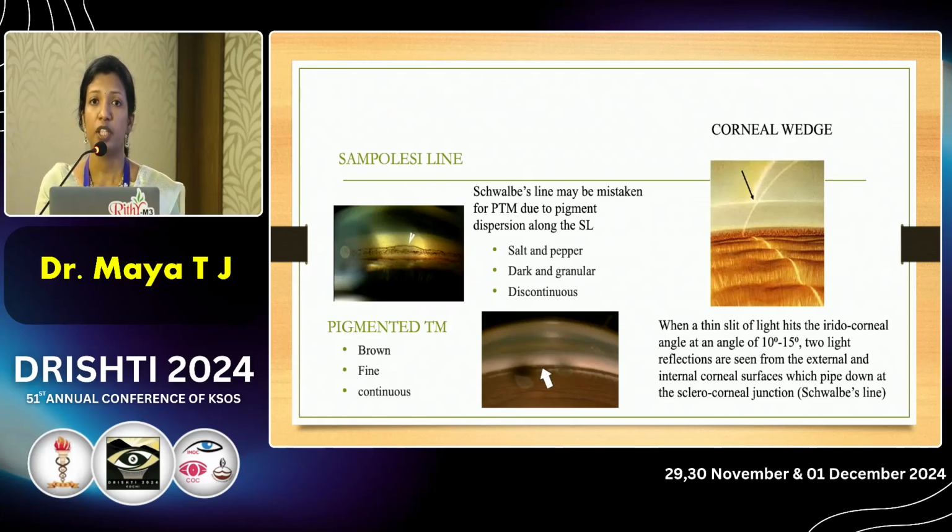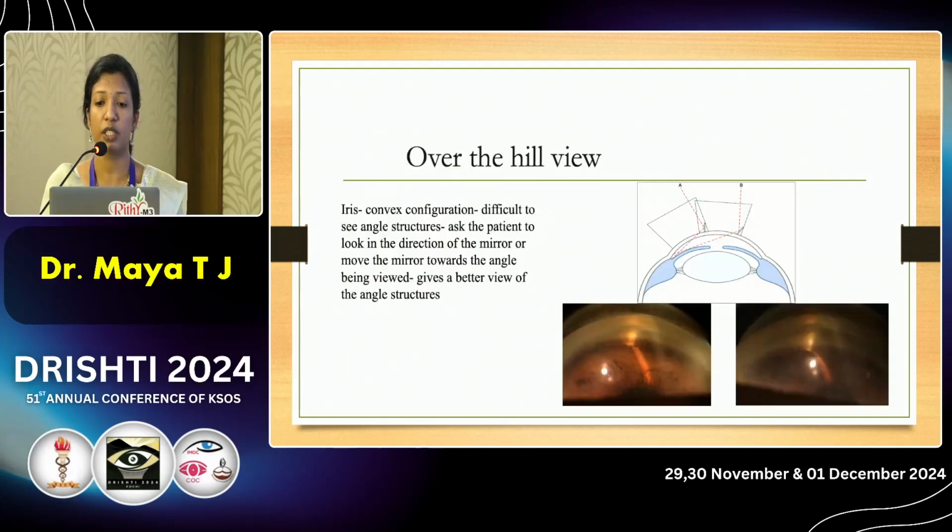We can identify the Schwalbe's line with the method of corneal wedge. When a thin slit of light hits the iridocorneal angle at an angle of 10 to 15 degrees, two light reflections are seen from the external and the internal corneal surfaces, which converge at the corneoscleral junction. This points towards the Schwalbe's line.